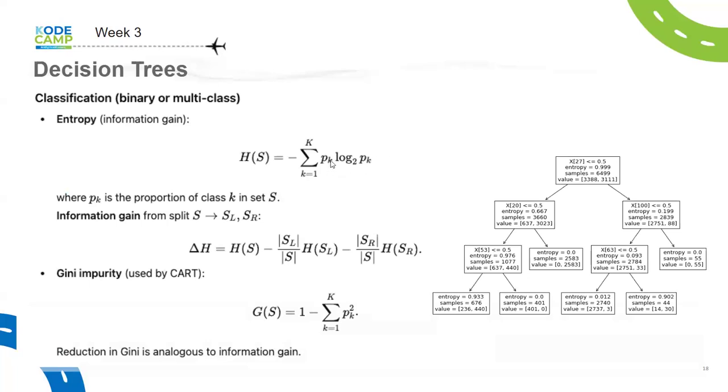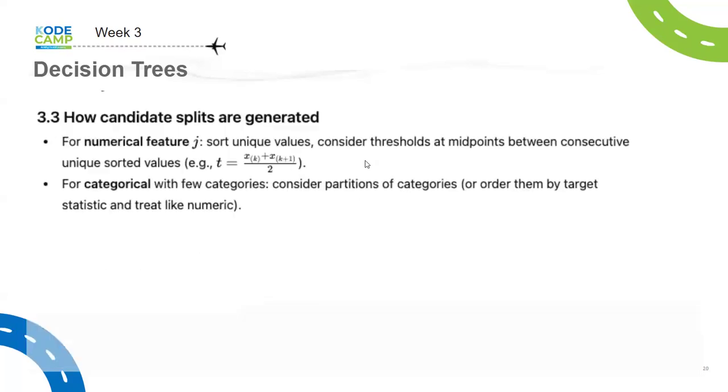So the first pk is 0.5, 0.5. So it's going to be 0.5 times log to base 2 of 0.5. And then the second pk, which is p1, is also 0.5. So 0.5 times log to base 2 of 0.5. So you're going to have two of those. You sum it all, and then you apply a negative sign.